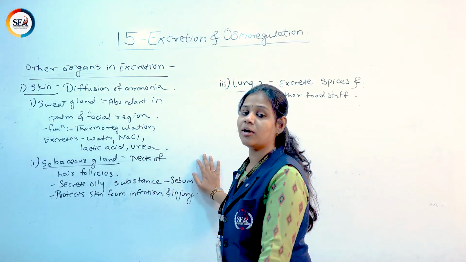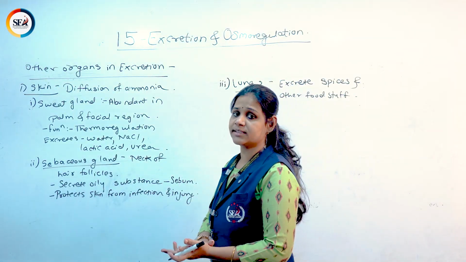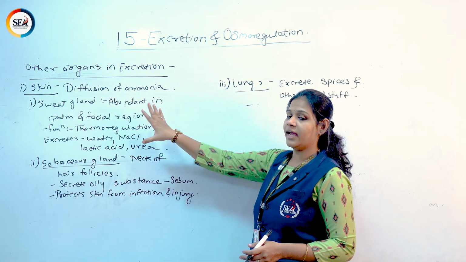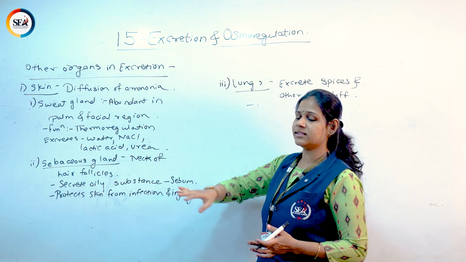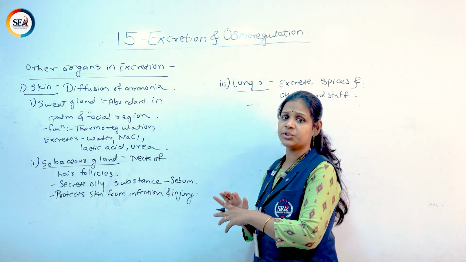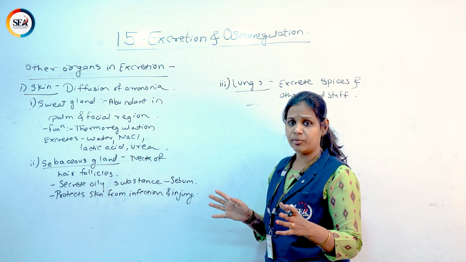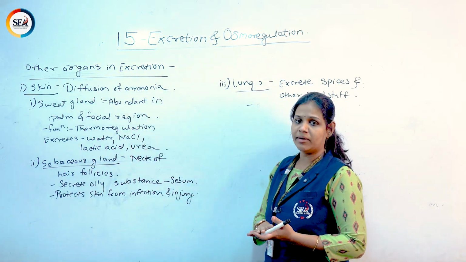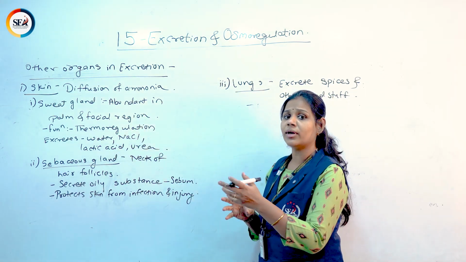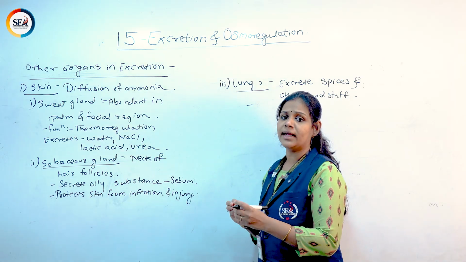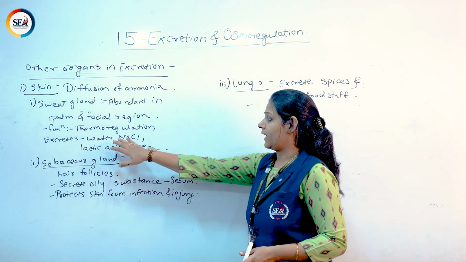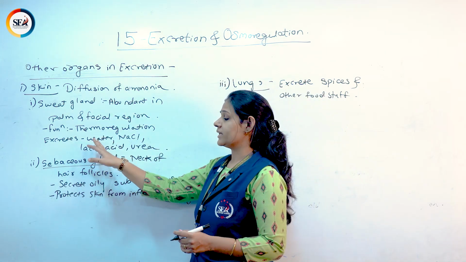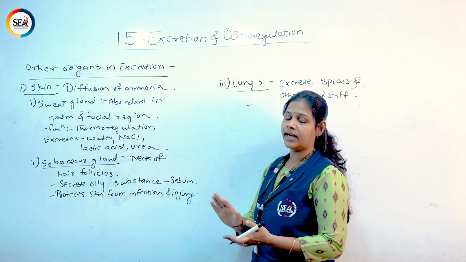Now we are going to see the role of other organs in excretion. First is skin. Skin performs diffusion of ammonia. They have two glands, one is the sweat gland, the other is the sebaceous gland. Sweat glands are situated on all parts of the body, they are present everywhere, but they are most commonly abundant in the palm and facial region. The function is thermoregulation. Sweat is produced to maintain the temperature of our body. It also excretes excess water, NaCl, lactic acid and urea.